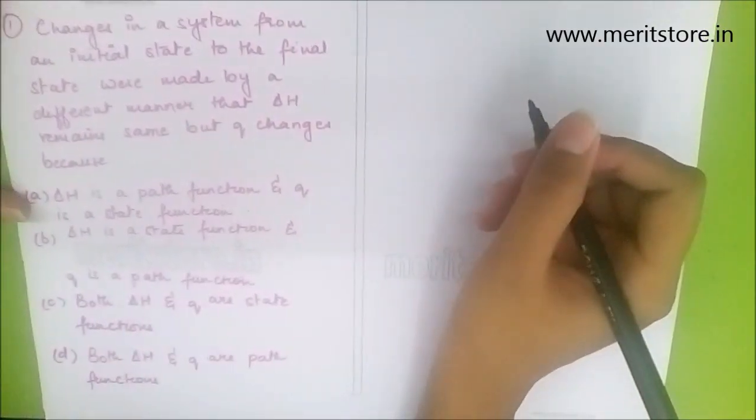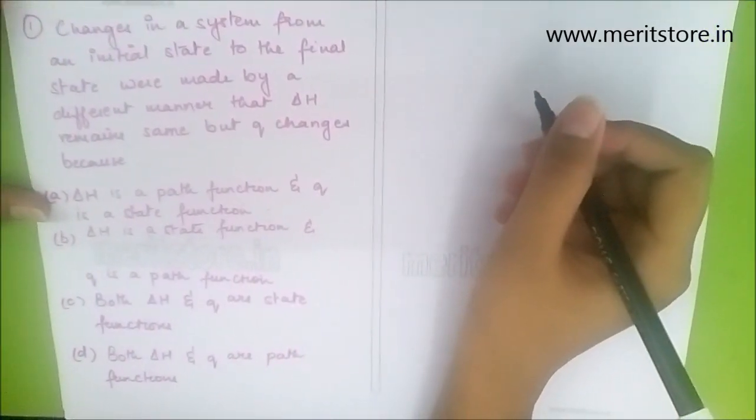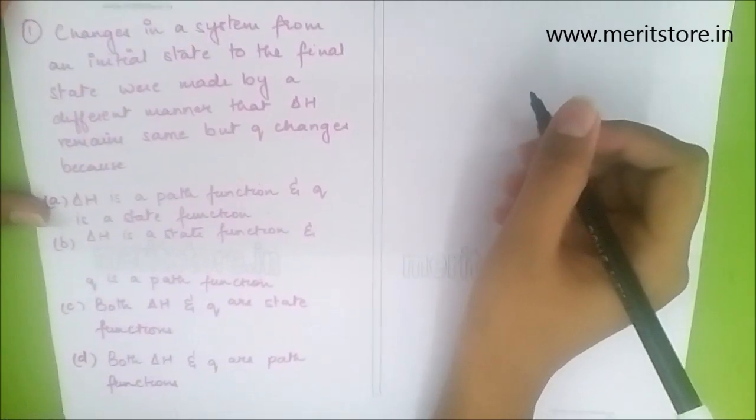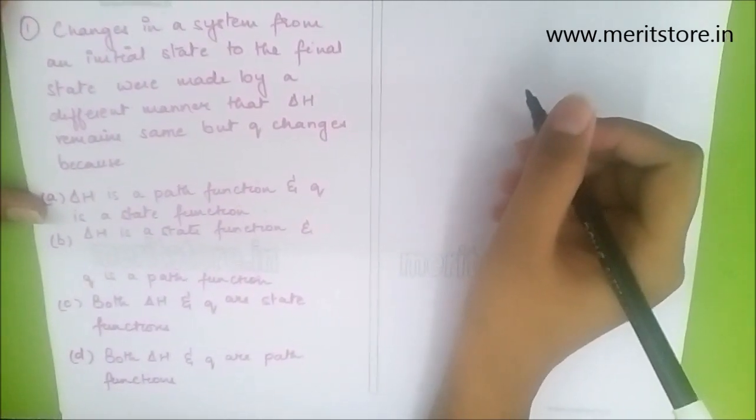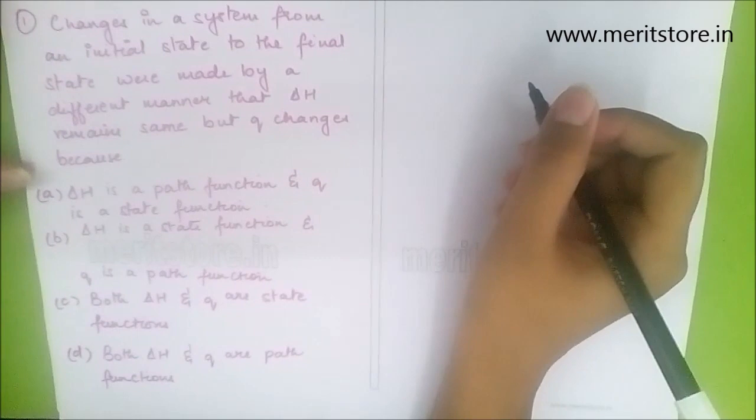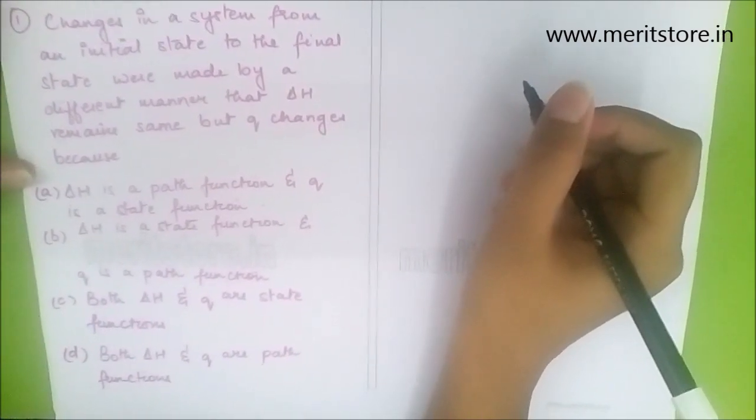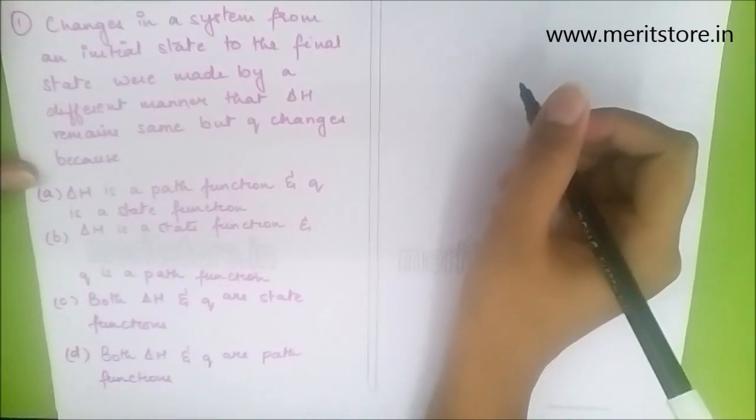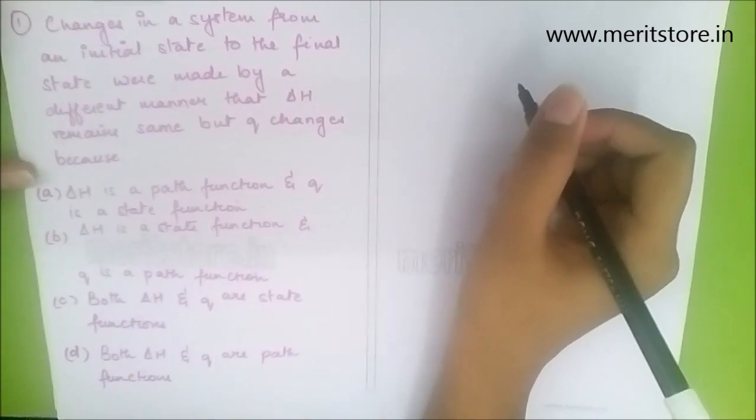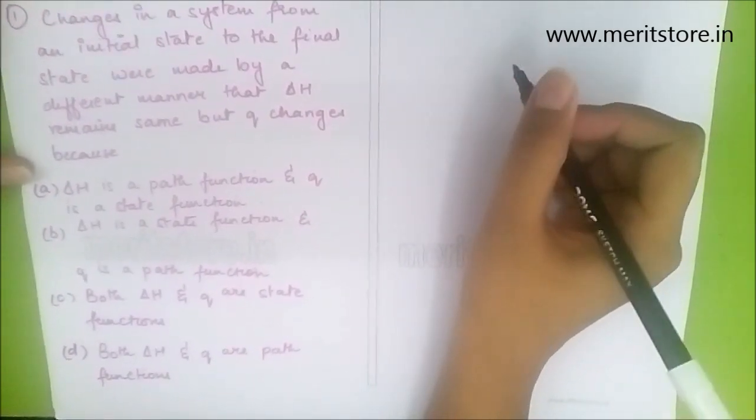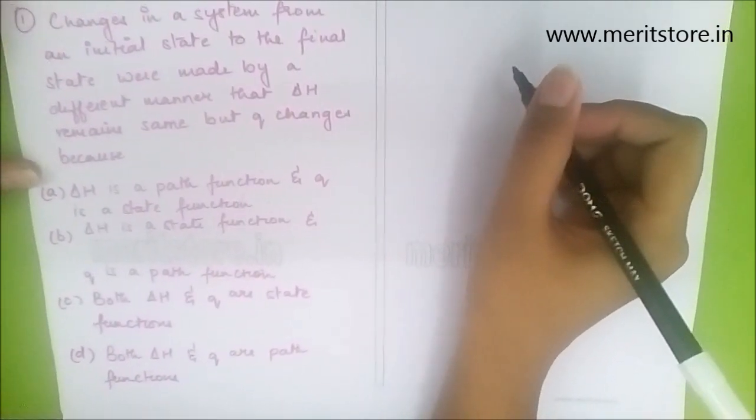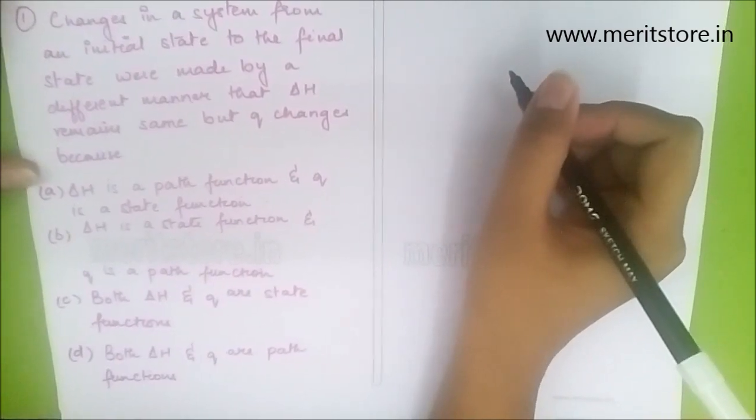Changes in a system from an initial state to the final state were made in a different manner. Delta H remains the same but Q changes, because delta H is a path function and Q is a state function. Delta H is a state function and Q is a path function. Both delta H and Q are state functions. Both delta H and Q are path functions.